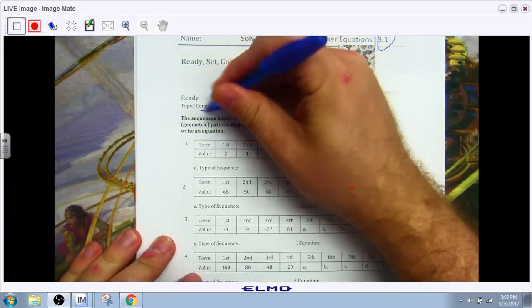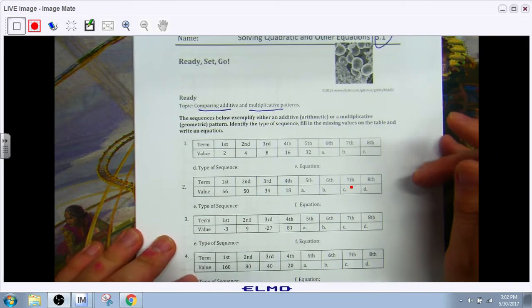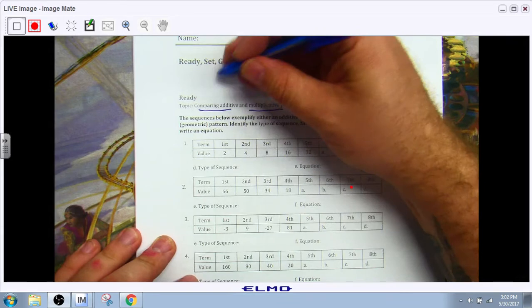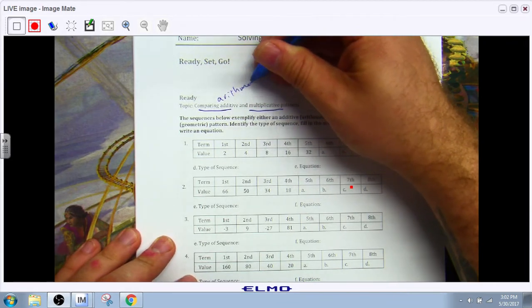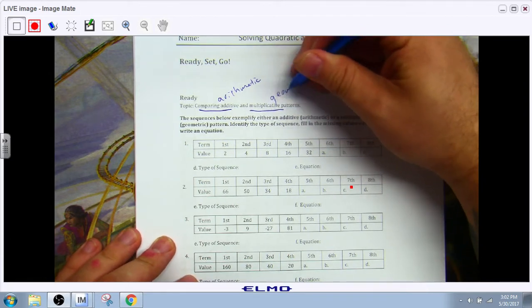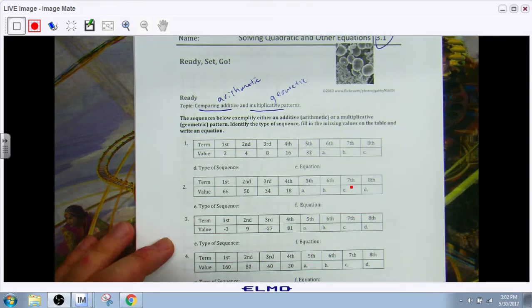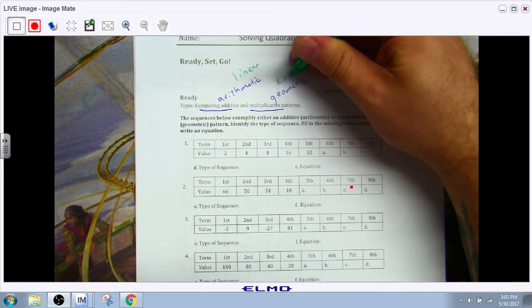We're going to be comparing additive and multiplicative patterns, which is a very, very fancy way of saying additive is a fancy way of saying arithmetic, and multiplicative is a fancy way of saying geometric. And all of that is also just a very fancy way of saying linear and exponential.